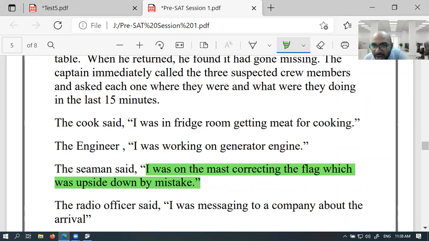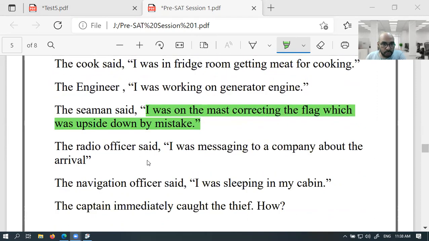Wow, guys, great. Great. But your idea is good as well, Khaled. Yeah, here we go. The radio officer, I was messaging a company about the arrival. No, it is okay. It happens, you know, Noor, it is okay.